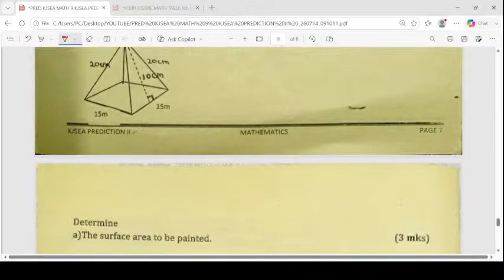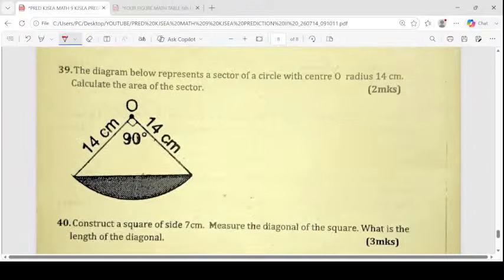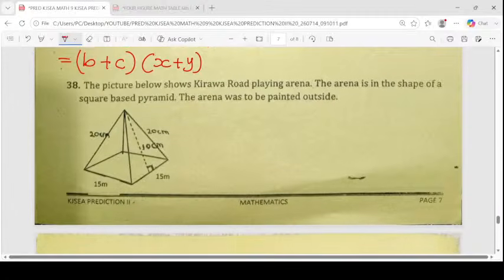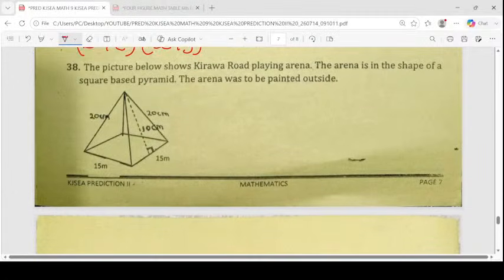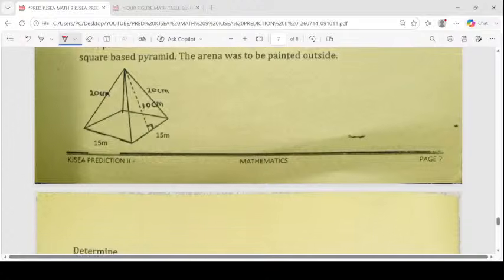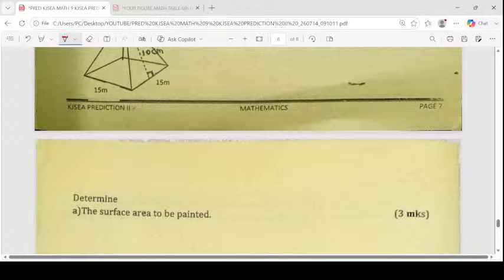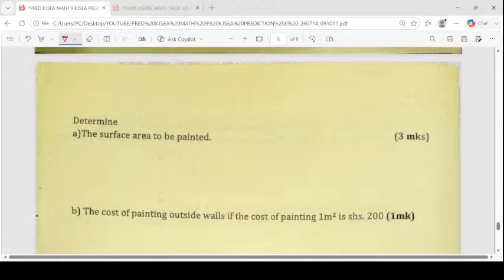Question number 38, which is our third last question. The figure below shows Kirawa Road playing arena. The arena is in the shape of a square-based pyramid. The arena was to be painted outwards. Part A, determine the surface area to be painted.